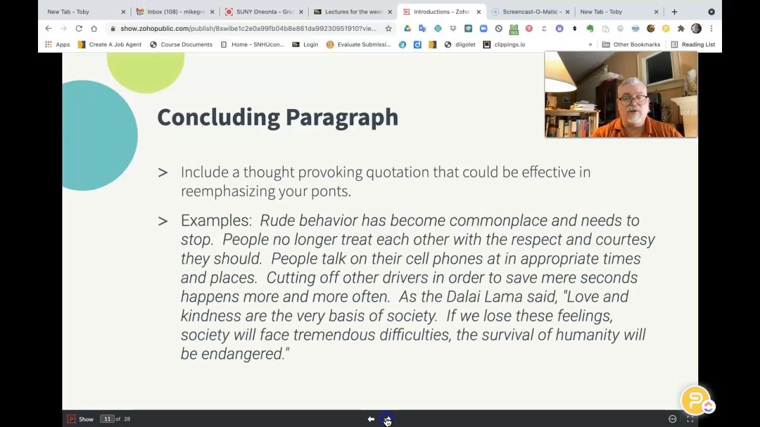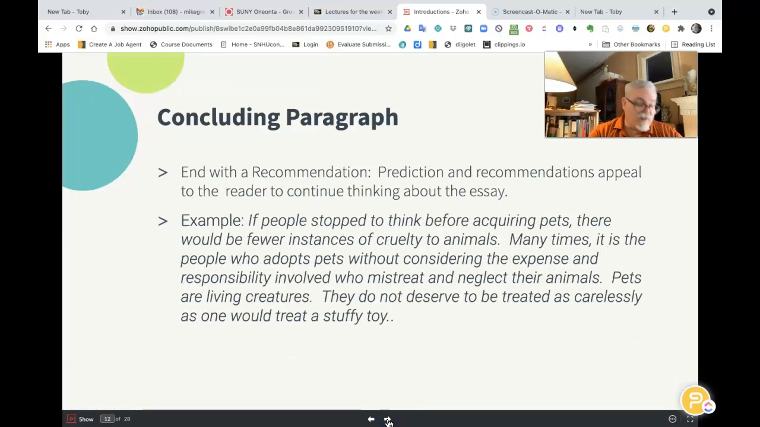Sometimes you can include a thought-provoking quotation, sometimes, not always. And sometimes you can end with a recommendation, too. Re-emphasize your point. And sometimes it can help and sometimes it can't.